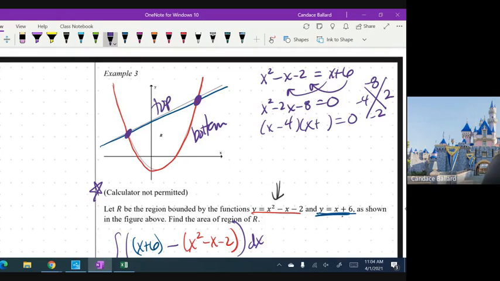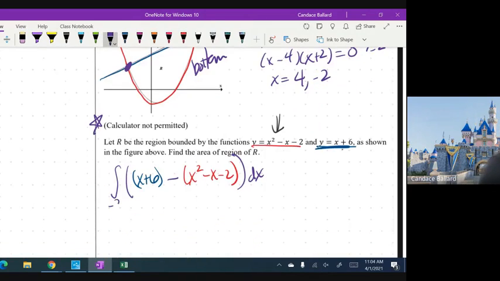x minus 4, x plus 2, which means I set them both equal to 0. My final answers on these should be +4 and -2. Your negative one is always going to go on the bottom. You don't even need to worry about the order there. It's always the smaller one goes on the bottom. Okay. All right, so let's go ahead and do the algebra and the integration to solve that.